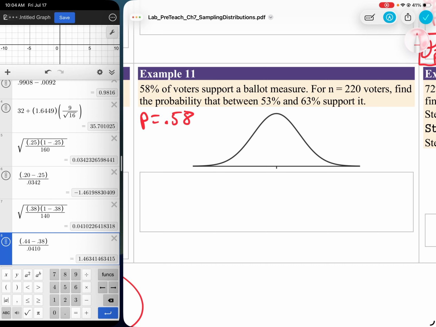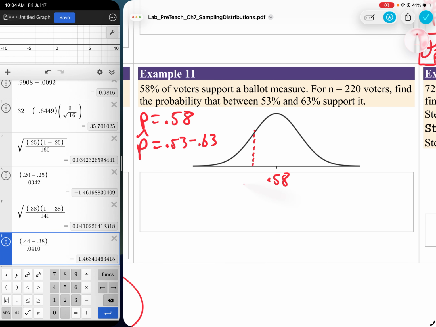But if we take a sample of 220 voters, we want to know, if that's what we believe is true of the population, what is the chance that out of 220 voters, 53 to 63% of that sample would support it. So we're analyzing a p-hat of 0.53 to 0.63. If we take a sample, what is the chance the proportion of the sample will be between 53 and 63% if 58% of the population are actually in support of it?